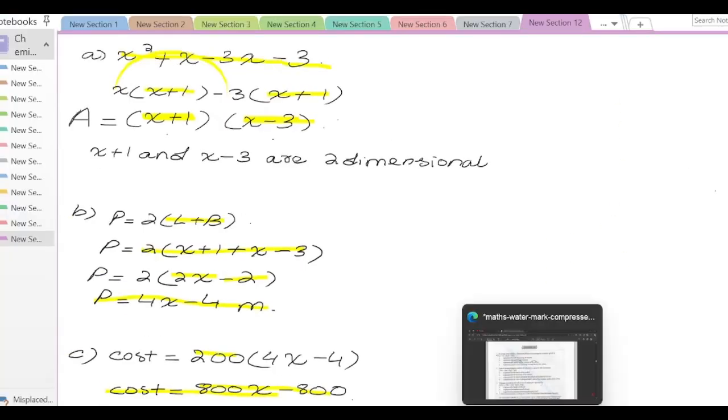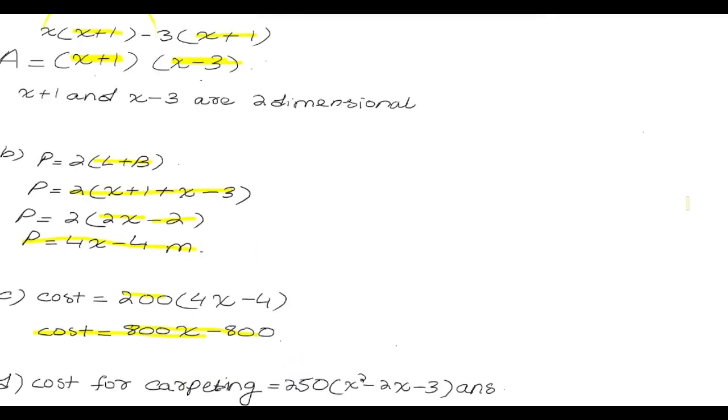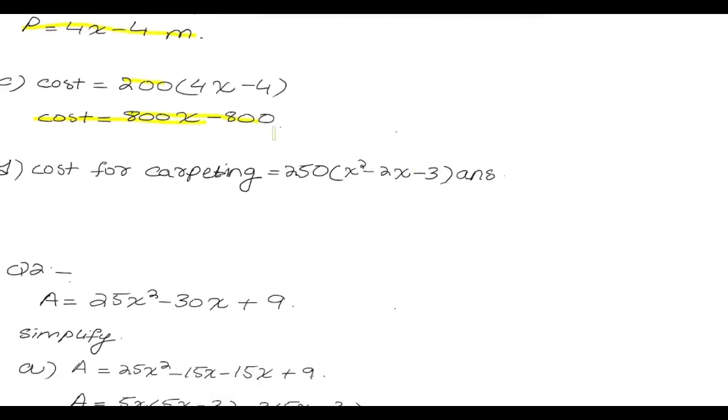Now if you look at the last part, which is part D, it says we need to find the expression for the cost of carpeting the veranda floor, and here the unit is meter square. So if the unit is just meter, we will multiply that with the perimeter, and if it is meter square, then we will multiply that with the area. So our area is already given in the question, which is x square minus 2x minus 3. So we are going to multiply 250 with that same area. So this will be our answer.